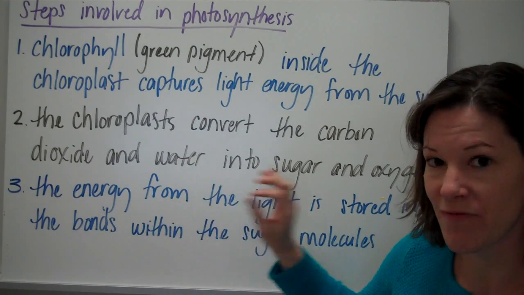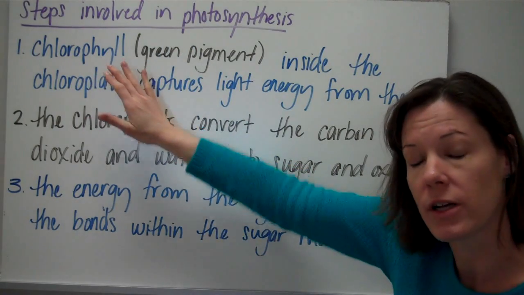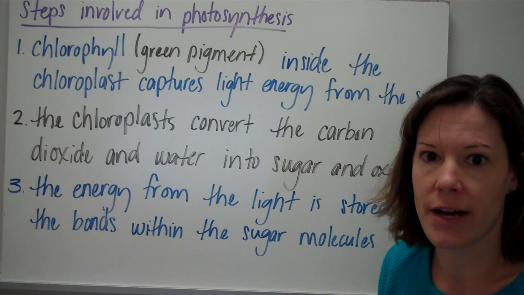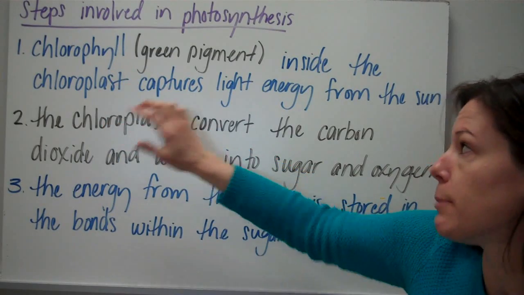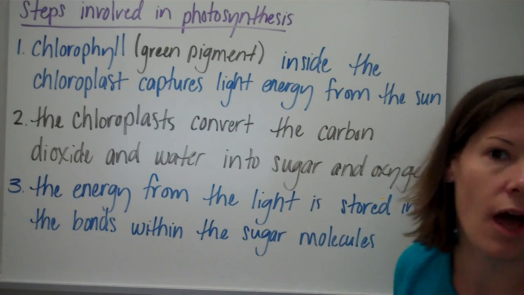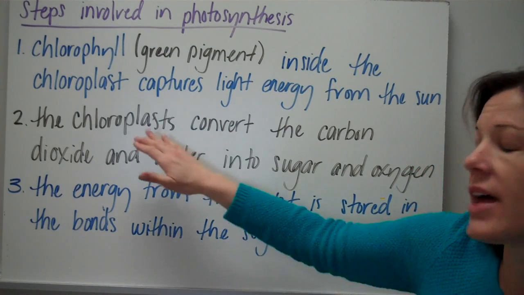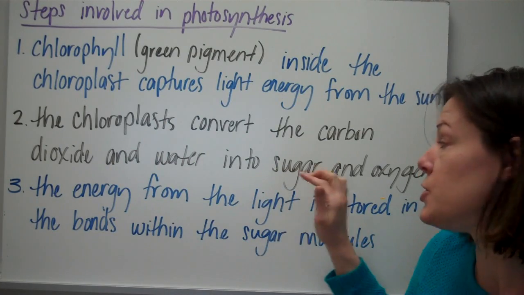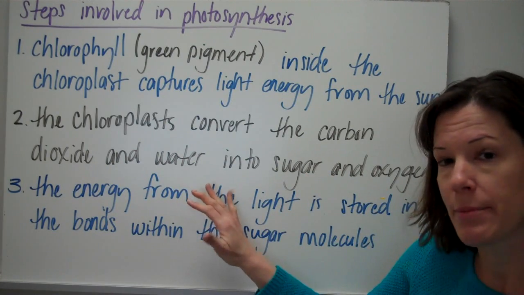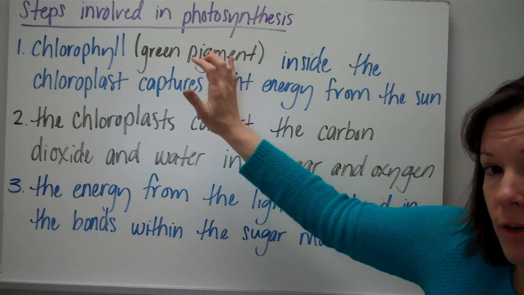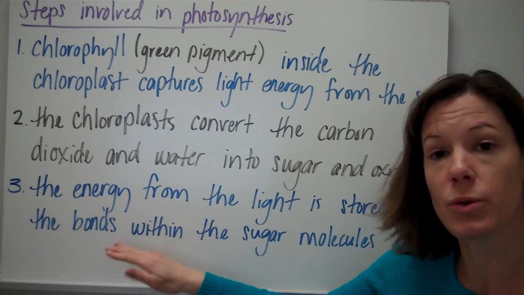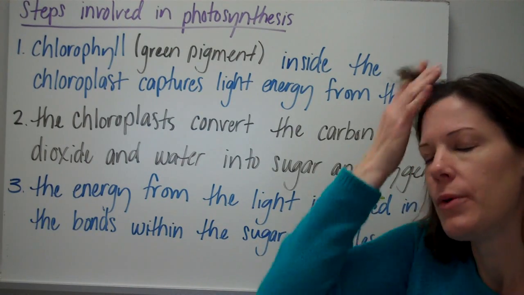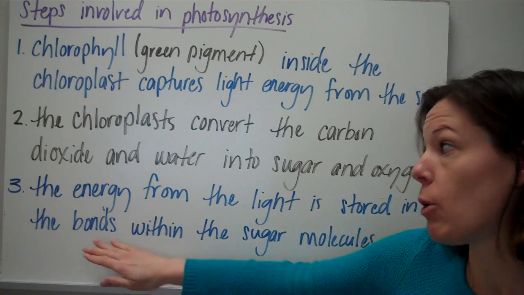There are three major steps involved in photosynthesis. The first one is that chlorophyll, that green pigment that gives plants and other photosynthetic organisms that very identifiable look, captures the light energy from the sun or whatever artificial light source you're using. Then the chloroplasts convert the carbon dioxide and water into sugar and oxygen. And while that's happening, the energy that the chlorophyll captured is being stored within the bonds of the sugar molecule. Between the atoms you have the bonds, and those bonds actually hold this energy.